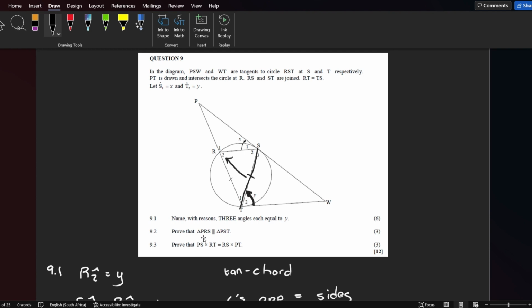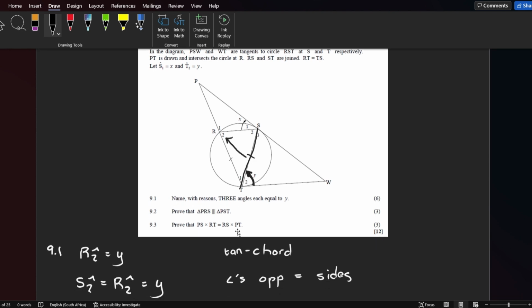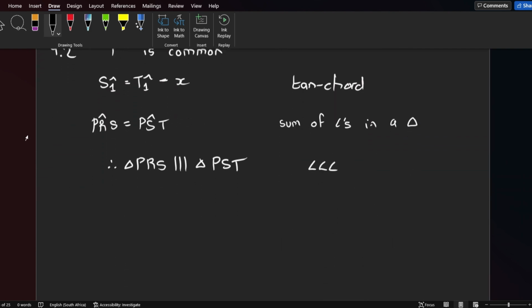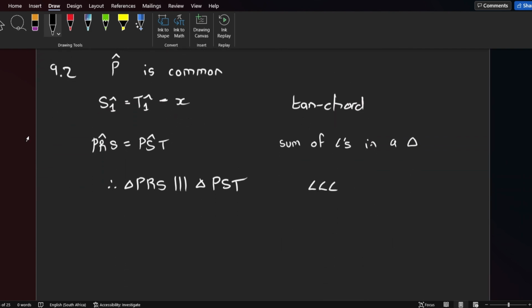So we see that PS is in this expression, and the corresponding side there is PT, so we have PS and PT, and then we have RS, and the corresponding side is ST. But we see here we have RT, but that's not to worry because we know that ST and RT are equal because the question gave that to us. So we can write the fractions using PS, PT, RS, and RT because of similar triangles.